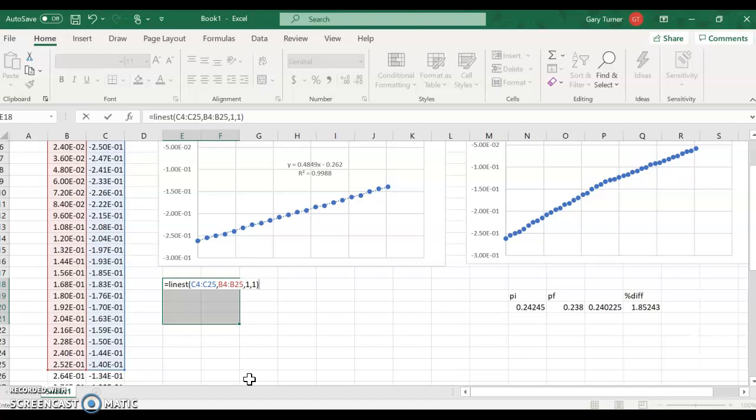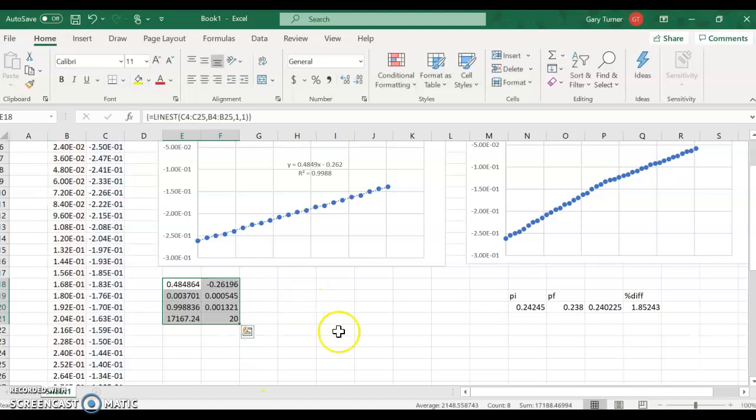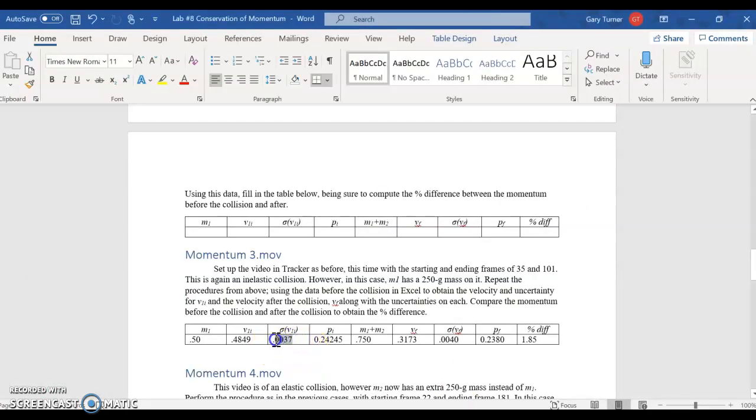Right? And once you do that, the slope is 0.484864, which rounded to 4 decimals is 0.4849, as reflected right here. The intercept is negative 0.2616, or rounded to 3 decimals is negative 0.262. So this number represents the uncertainty on this slope. What you can think of this as is 0.4849 plus or minus 0.0037. So that's the number that goes here in this sigma box, 0.0037.